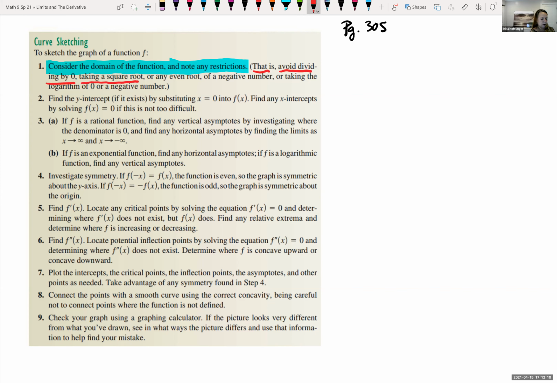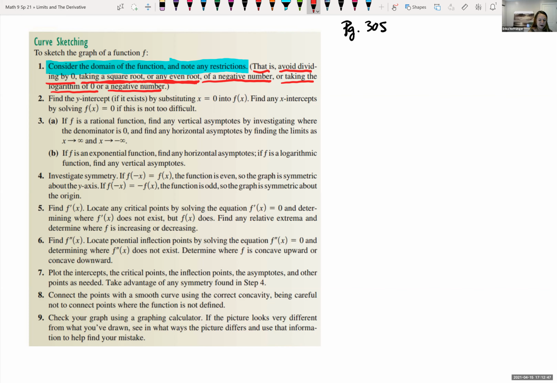If you're taking a square root or any even root, we can't have a negative underneath that radical. The square root of -1 is i, an imaginary number. It's not real. So taking a square root or even root of a negative number, we can't do that, or taking the logarithm of 0 or a negative number. By definition, what you're taking the log of has to be positive. It can't equal 0 and it can't be negative.